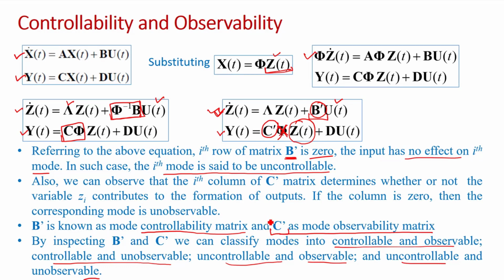So based on the B dash and C dash matrices, we can decide what type of modes exist in the system, right? So now we'll talk about how we can linearize a nonlinear system. A general concept we'll discuss. What is the process of linearizing a nonlinear system? Because the power system is a nonlinear system.